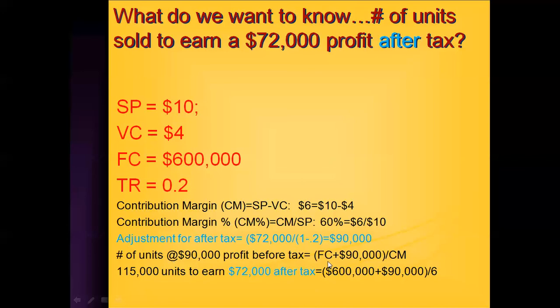So with that in mind, now you do the math of number of units at 90,000 before tax. You take your fixed cost and increase those by adding 90,000 to those, and divide that by your contribution margin of $6. So you see the specific numbers being inserted into the equation here: 600,000 plus 90,000 divided by your $6 contribution margin. That basically yields an answer of 115,000 units that you would need to sell and produce in order to make a $72,000 profit after tax.